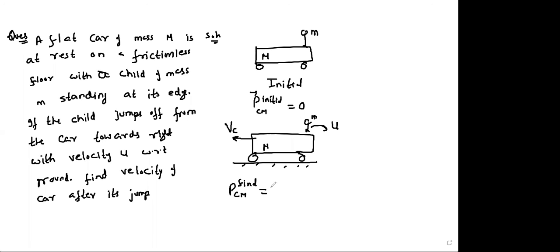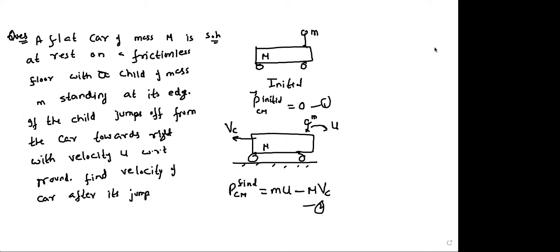Final momentum of the system. Momentum is mass into velocity. The momentum of the child is mu, minus the momentum of the car, Mvc. Why minus? Why not plus? Because it's moving in the opposite direction, the backward direction. This is one. This is two.